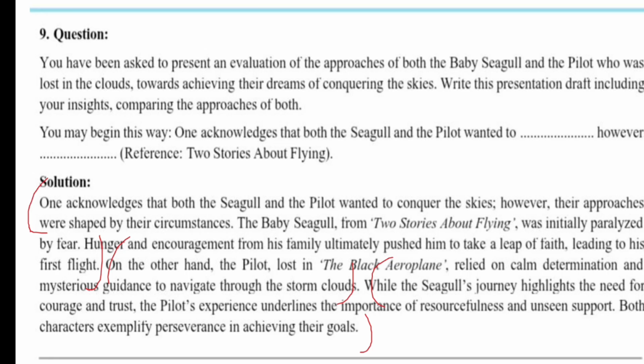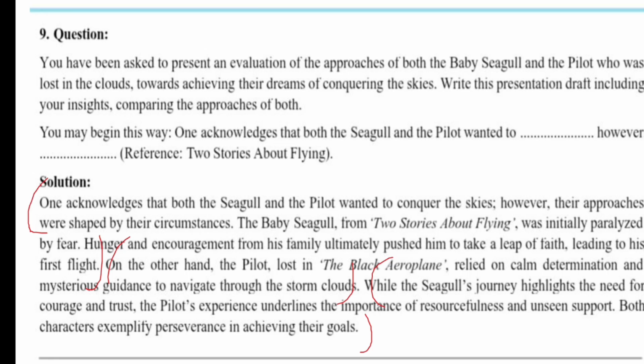Of course, to take a leap of faith, because he was maddened by hunger, that he took a leap. He jumped off the ledge, right? Now, the Black Aeroplane relied on calm determination and mysterious guidance to navigate through the storm clouds, right?